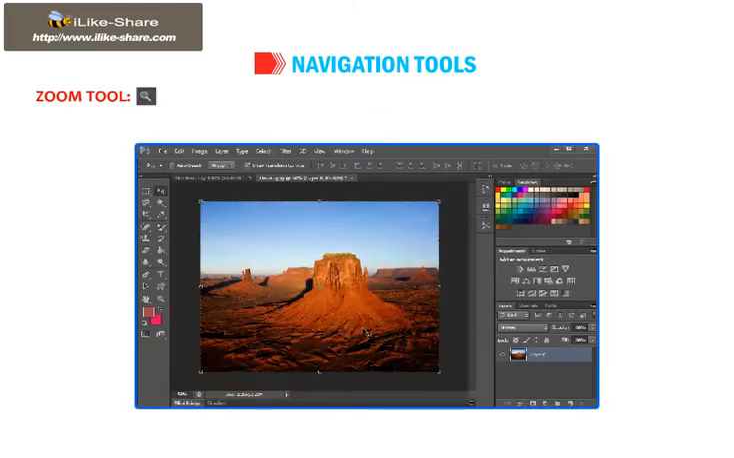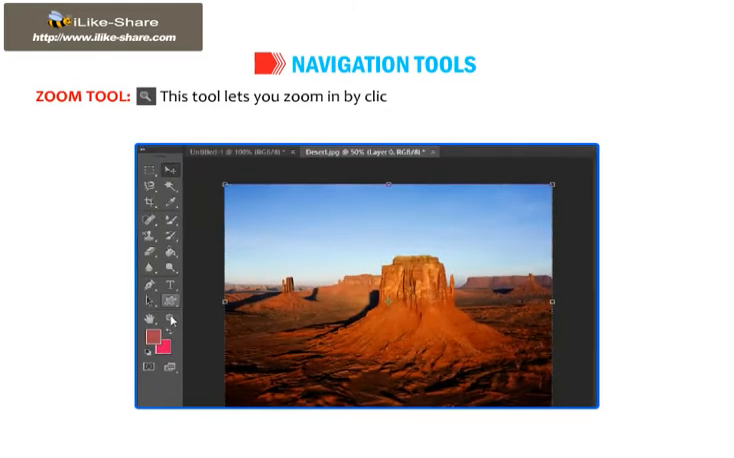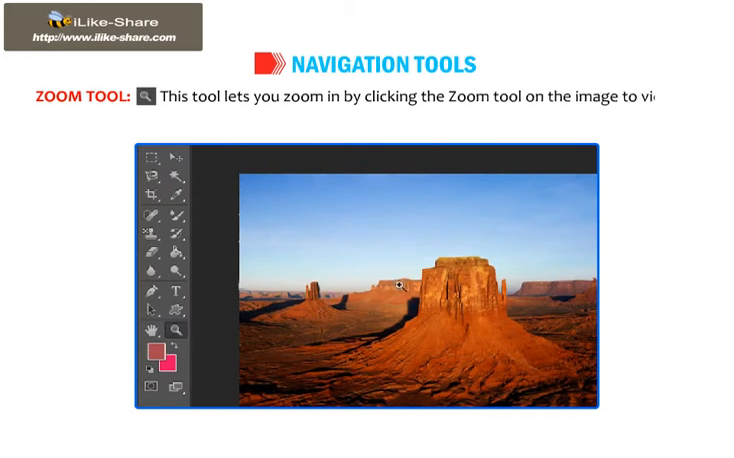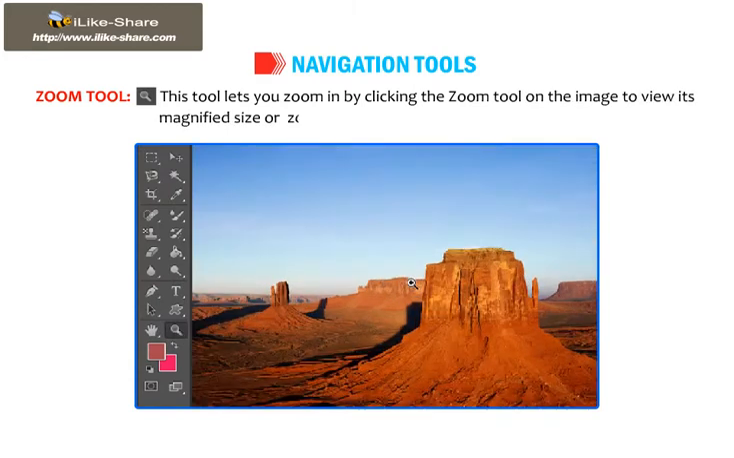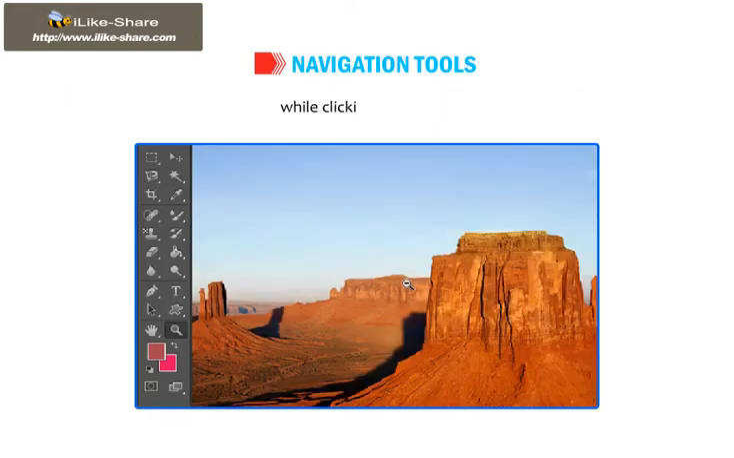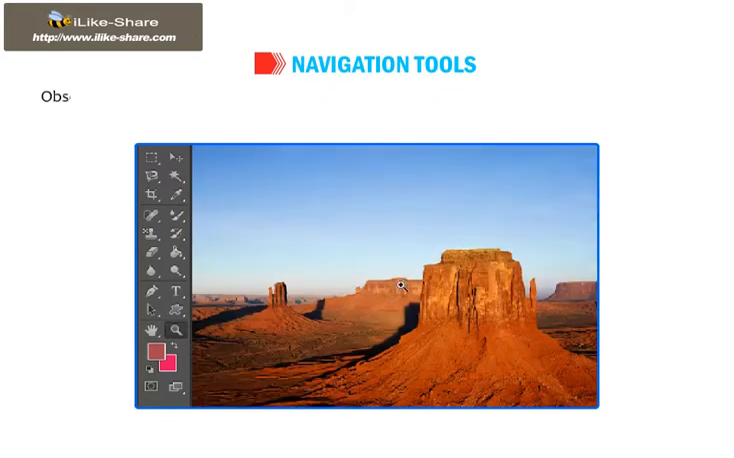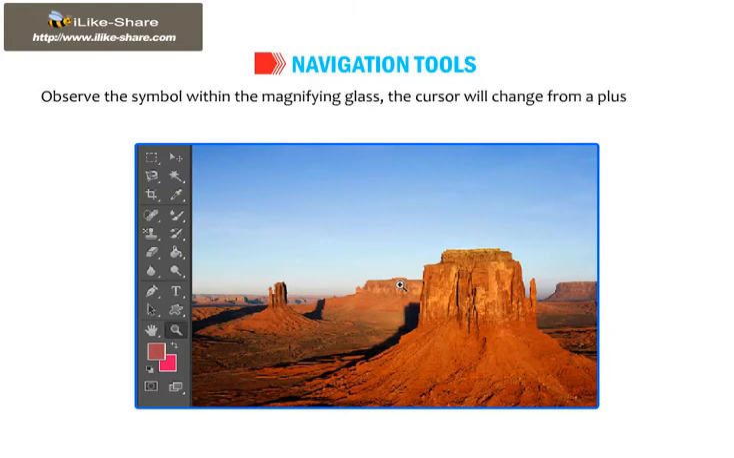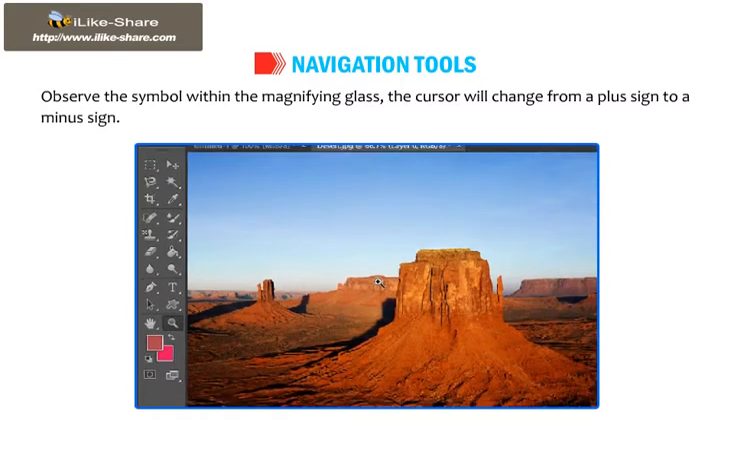Zoom tool. This tool lets you zoom in by clicking the zoom tool on the image to view its magnified size, or zoom out by pressing the Alt key on a keyboard while clicking the image. Observe the symbol within the magnifying glass. The cursor will change from a plus sign to a minus sign.